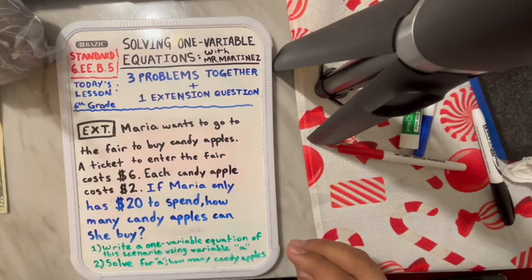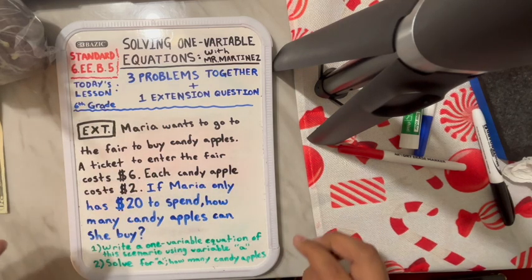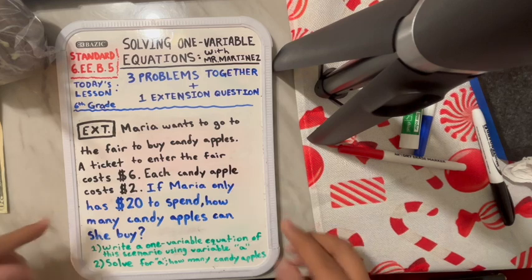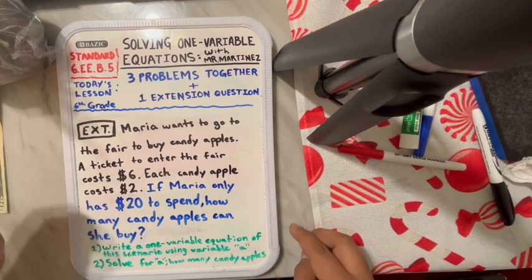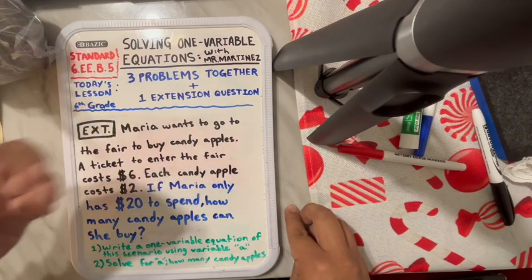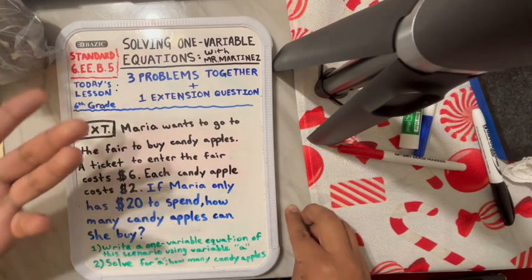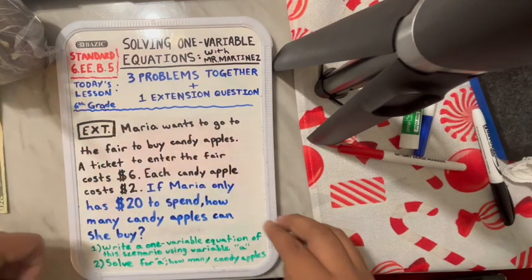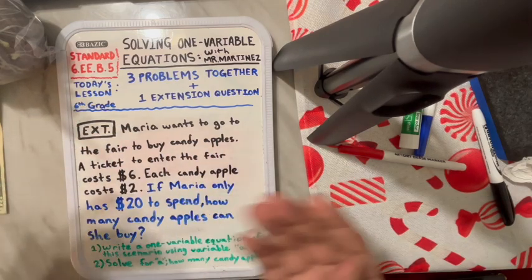Now, I want you guys to do two things. One, write a one variable equation of this scenario using variable A to represent the candy apples that Maria can buy. And two, solve for A so we can figure out how many candy apples she can buy at the fair. Now take the next couple minutes to try and solve this problem.